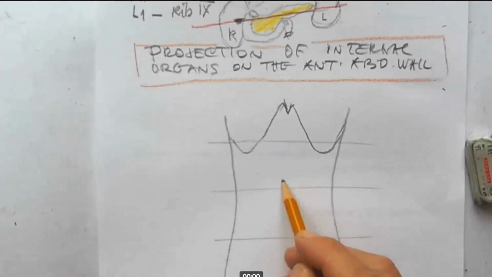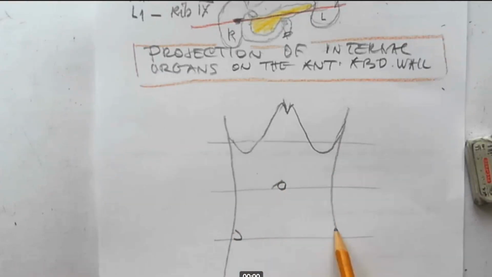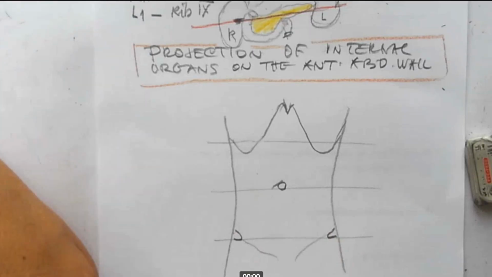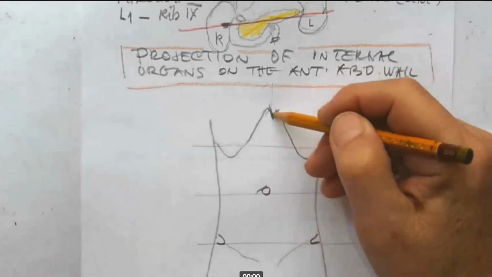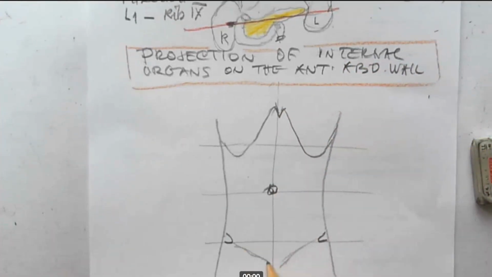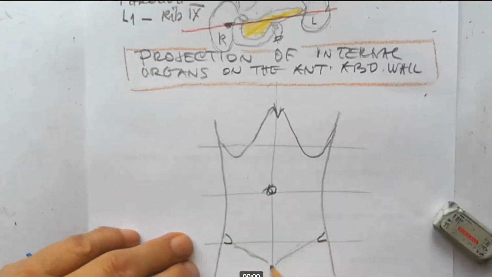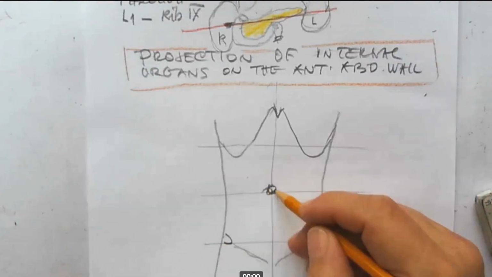Then here is the umbilicus, anterior superior iliac spine on both sides, like that one. And also important point would be the vertical line, umbilicus, correct, like that. Fine.